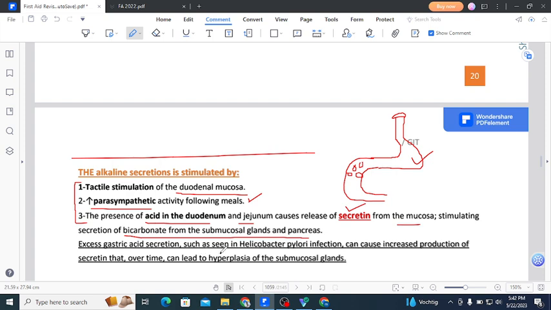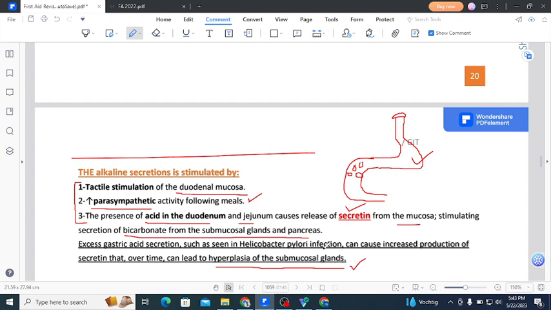Excess gastric acid secretion, such as seen in the Helicobacter pylori infection, can cause increased production of secretin that over time can lead to the hyperplasia of the submucosal glands. So in the case of H. pylori infection, when we are talking about chronic gastritis and stuff like that, we have to keep in mind that during that particular scenario, because excessive acid is being produced, that excess acid production can lead to the Brunner gland hyperplasia or submucosal gland hyperplasia.